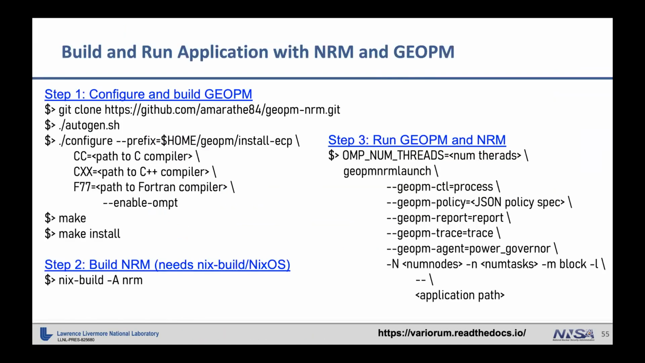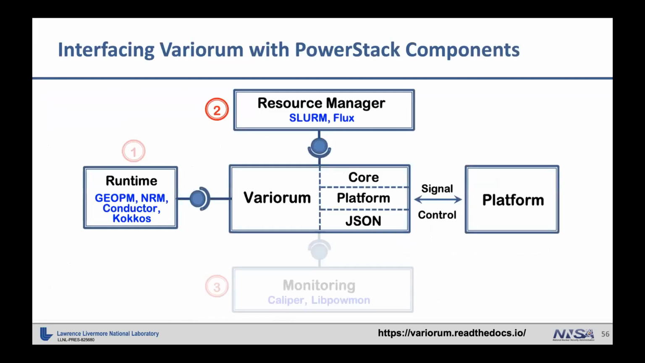Here is just for reference, how you can build GOPM and NRM and then launch. So on step 3, again, this is just provided for reference. We have introduced this launcher called GOPM NRM launch that essentially launches GOPM in that fashion. And the code for that is provided in the link that I provided earlier. So that covered the runtime integration part of it.